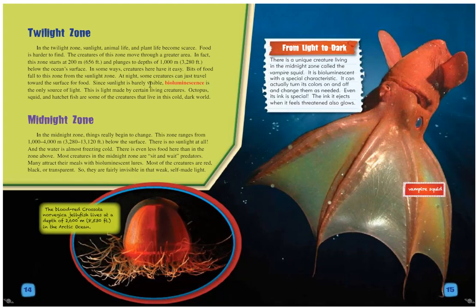Because sunlight is barely visible, bioluminescence is the only source of light. This is light that is made by certain living creatures. Octopus, squid, and hatchetfish are some of the creatures that live in this cold, dark world.